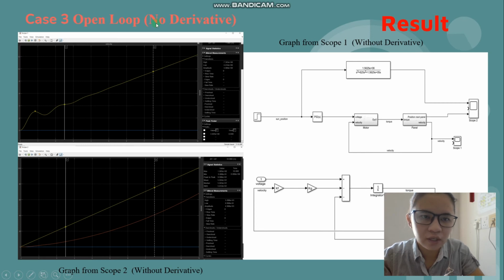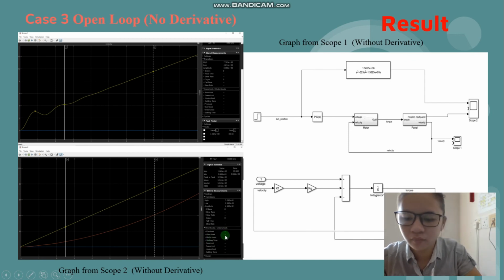For this graph, it is open loop, no derivative. We can see here the overshoot, pre-shoot and undershoot have no value. It is the same for the graph from scope 2, there is no value.